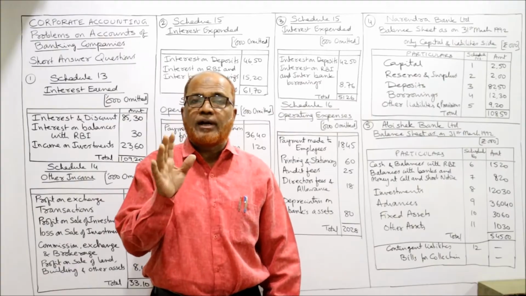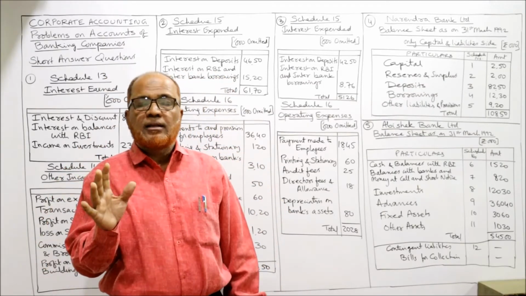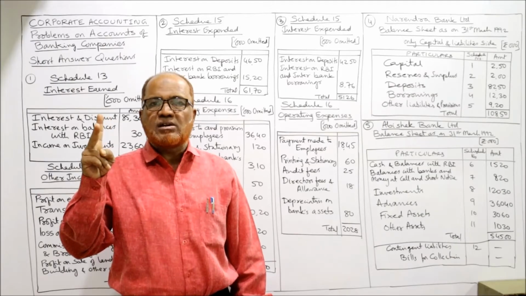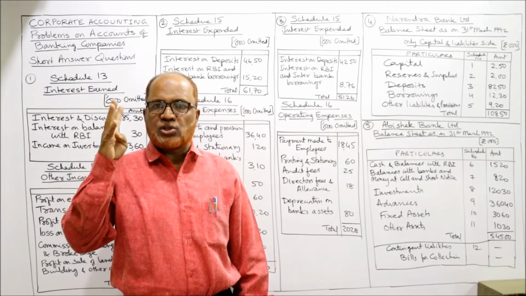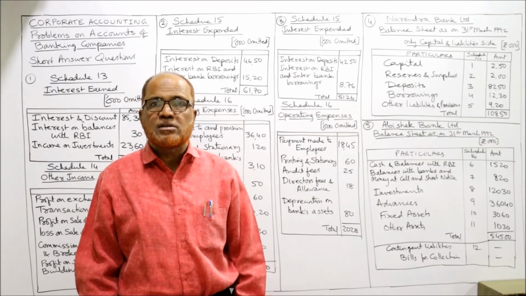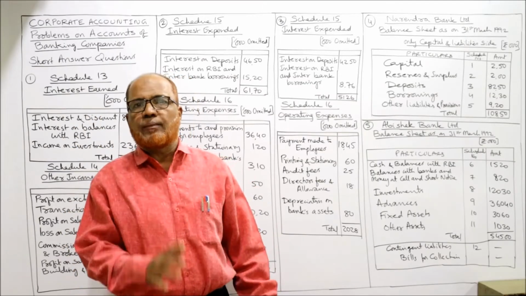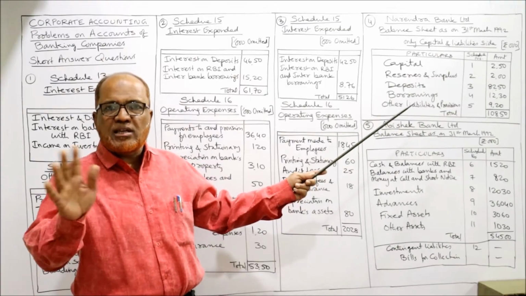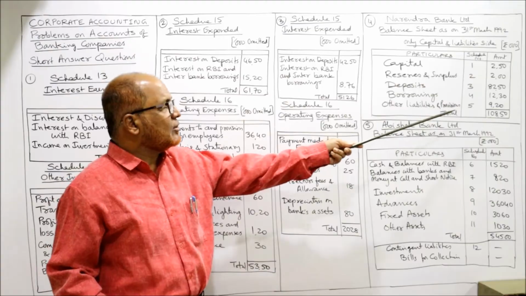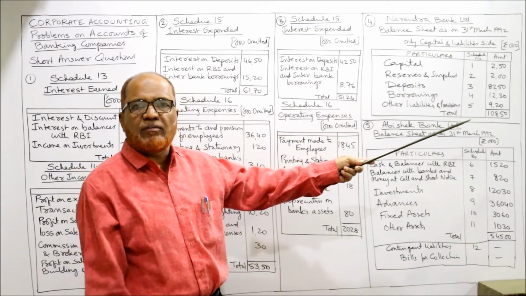In theory video, I already told you, you have to remember the schedules. Schedule number 1, capital. Schedule number 2, reserves and surplus. Schedule number 3, deposits. Schedule number 4, borrowings. Schedule number 5, other liabilities and provisions. So blindly you have to remember those schedules. ये schedule change नहीं होता. Every problem the schedules will remain same. The 5 schedule. Now see the problem and take one by one item.